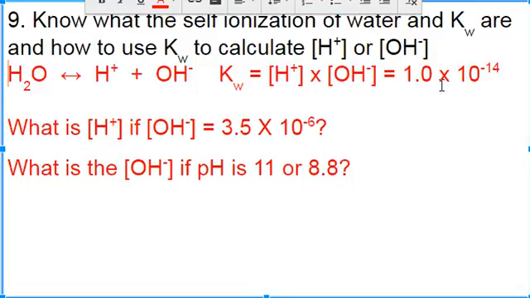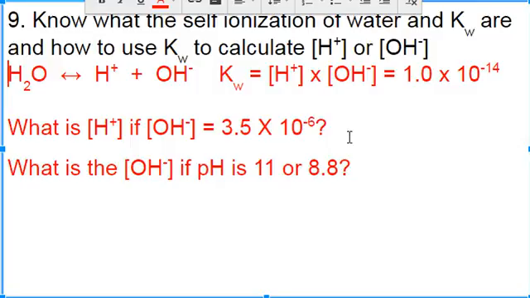And if you think about it further, then the H plus and the OH minus should be equal to 1 times 10 to the minus 7th each, since I should have H plus and OH minus in equal amounts.